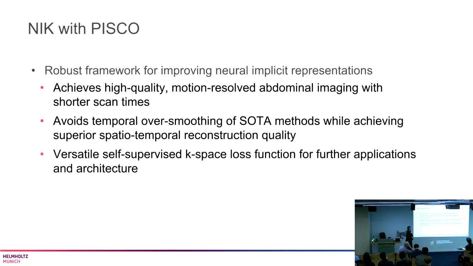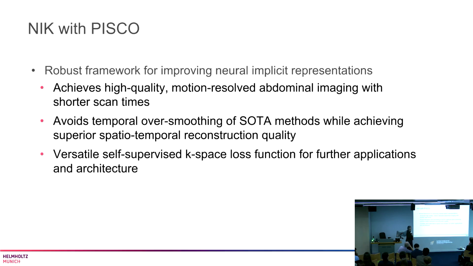So NIK with PISCO is a quite robust framework for improving neural network implicit representations. We get really good quality motion-resolved abdominal imaging, also for cardiac imaging. We also look at static imaging, at just images of the thigh, of the leg. We didn't look at knees yet. And we avoid this temporal over-smoothing of the state of the art and still achieve some really good spatial-temporal reconstruction quality. It's a good compromise solution at the moment.